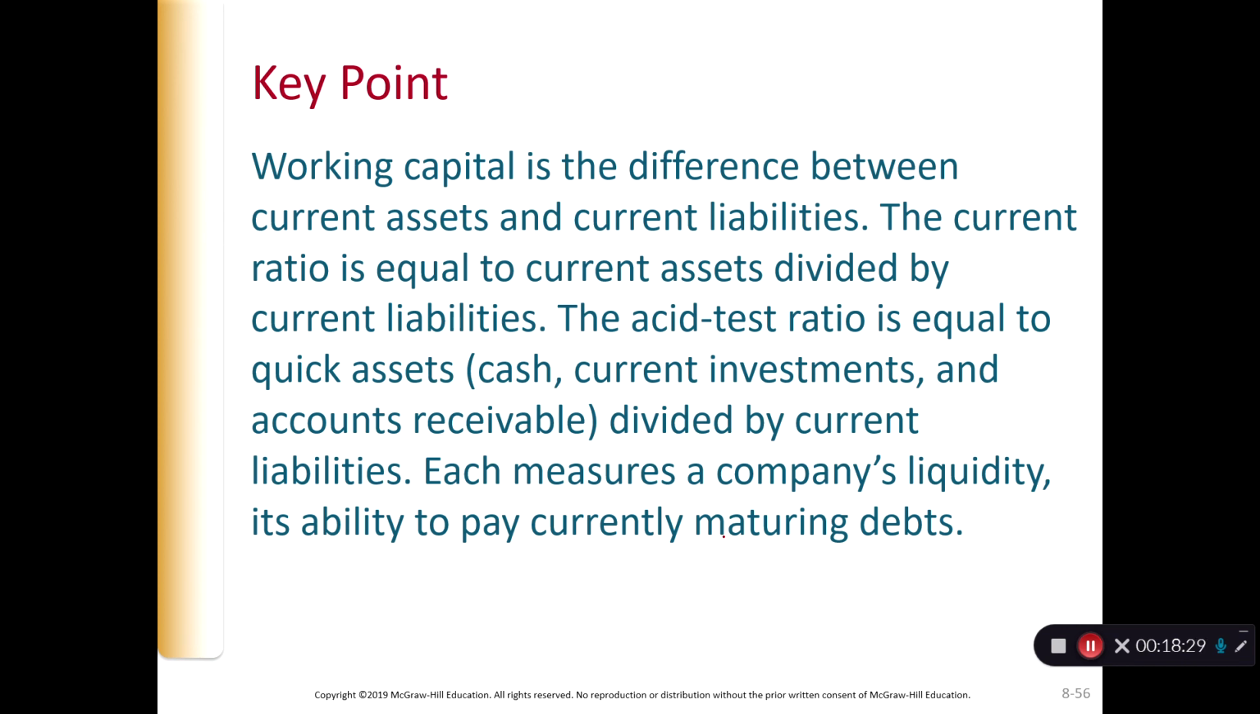So the key point we want to take away here is that working capital is the difference between the current asset and the current liability. The current ratio is equal to the current asset divided by current liability. The acid test ratio is equal to the quick assets, which means cash, current investments, and accounts receivable, divided by current liability. Each measures a company's liquidity and its ability to pay for currently maturing debt.